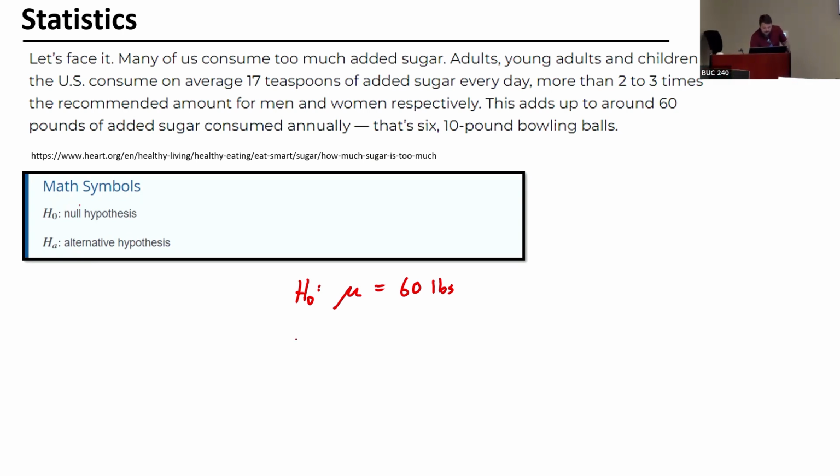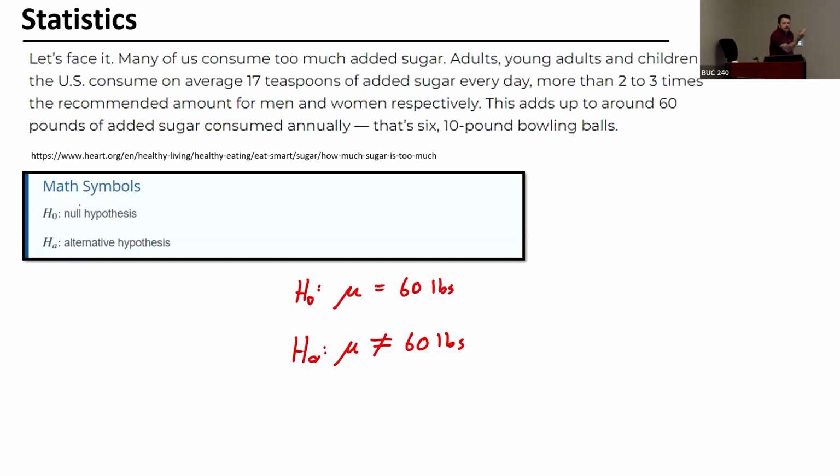So my H of alpha is still going to be the mu, but then not equal to 60 pounds. Do not think every time you put equal, it's going to be not equal to. Sometimes it's going to be less than. Sometimes it's going to be greater than. For this one, it's going to be not equal to. You're going to need to remember these, because later on they're going to become very, very important.